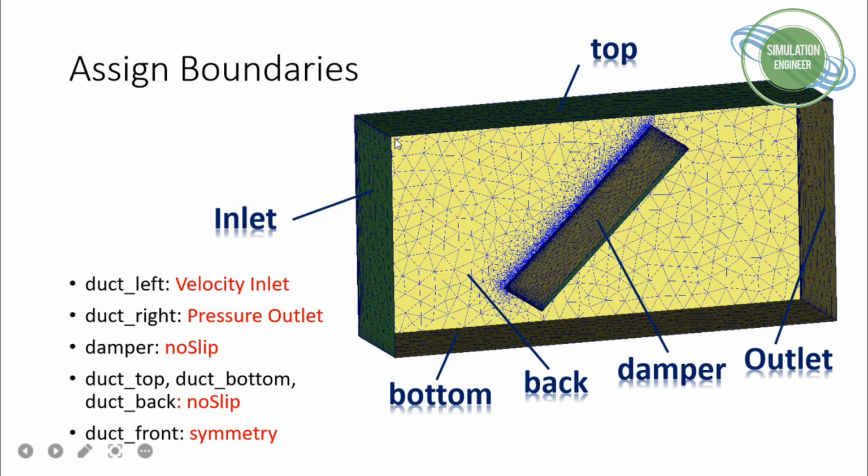So the front part, which will be the symmetry part, is not shown here because it is really normal to the plane. That's why I have used this view to show other parts, which is enclosed within the duct. We'll be having the bottom, top walls, back walls, and the damper walls. So we will be using no slip boundary conditions on damper and duct parts, the patches which are mentioned here. Duct front will be the symmetry part.